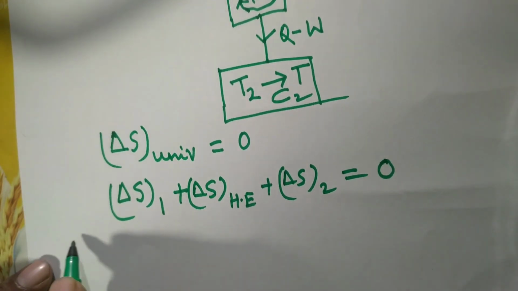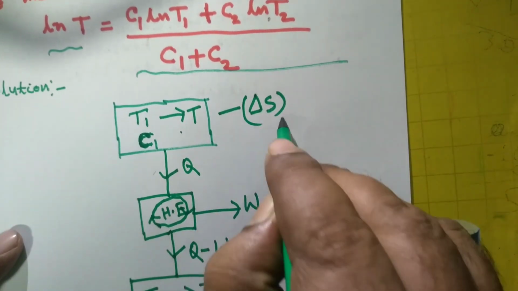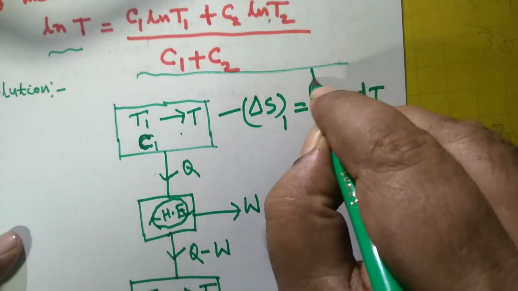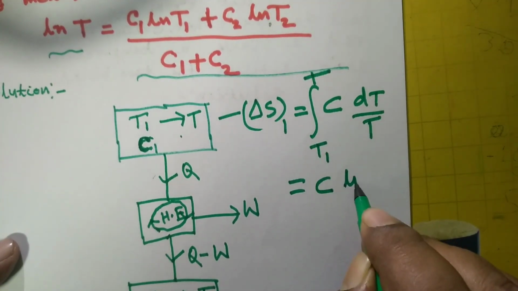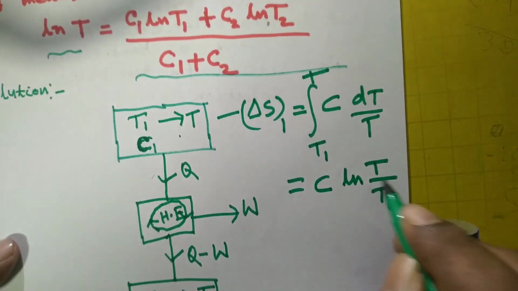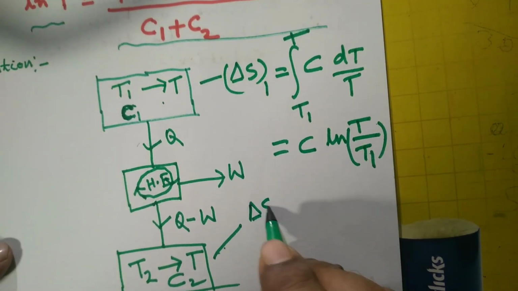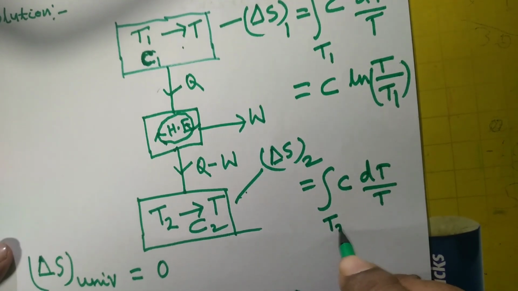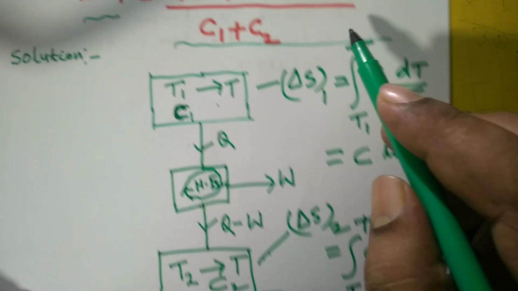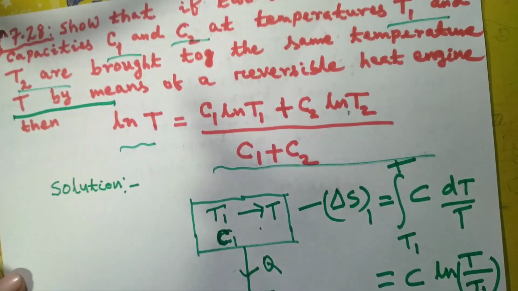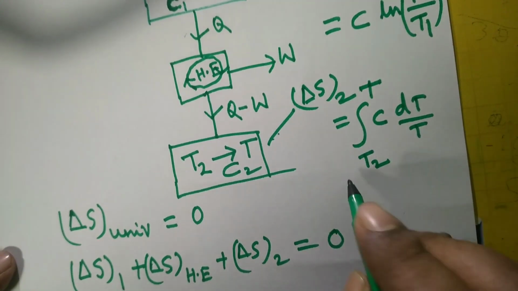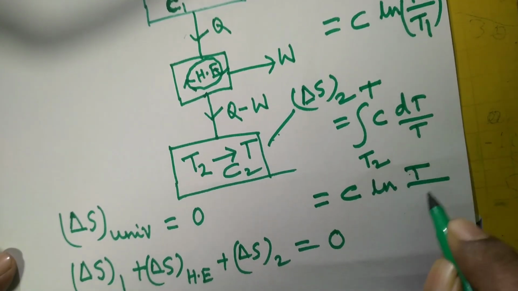So from this you see, delta S of body 1 is the integral of C dT upon T, and the initial temperature is T1 and the final temperature is T. So this is of course C ln T upon T1. Similarly for body 2, the change in entropy will be the integral of C dT upon T. The initial temperature is T2 and the final temperature is capital T in both cases, as given in the question. Both are brought to the same temperature T by means of a reversible heat engine. So the final temperature is the same for both bodies, and that is capital T. So this becomes C ln T upon T2.